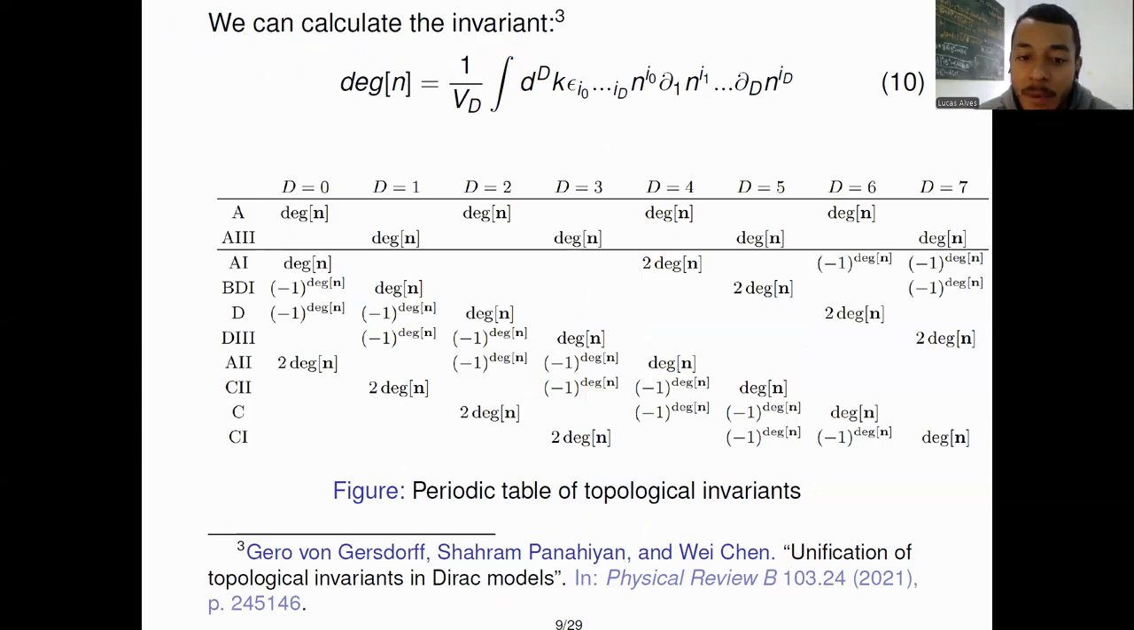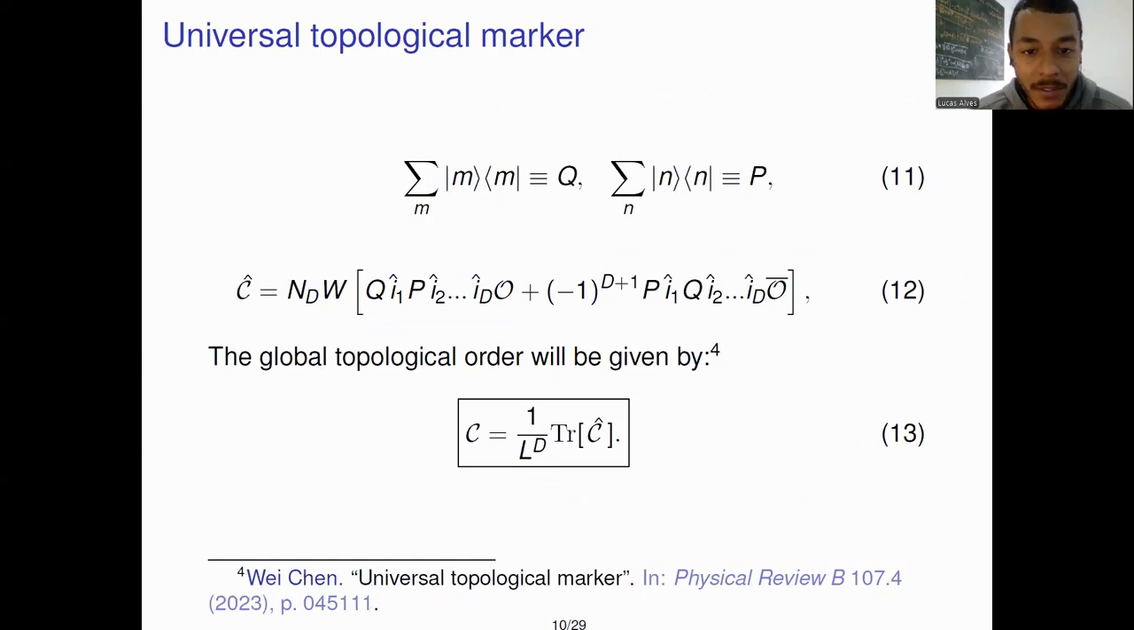We can use this formalism to represent all the elements of that periodic table as a function of this universal invariant. So the topological marker we use here is derived from this universal invariant. And I will not delve into details of calculations, but the idea is to write that invariant in real space. And the final form is expressed in equation 12, where ND is a normalization factor.